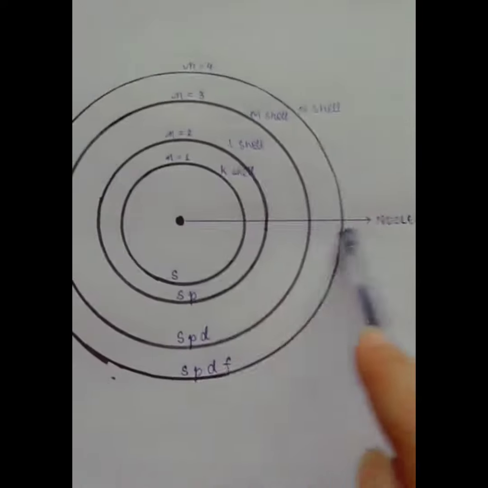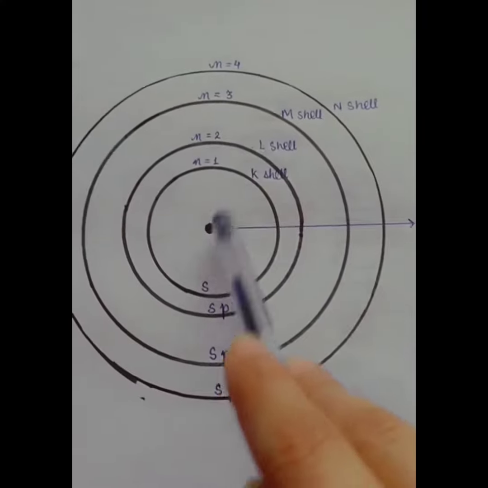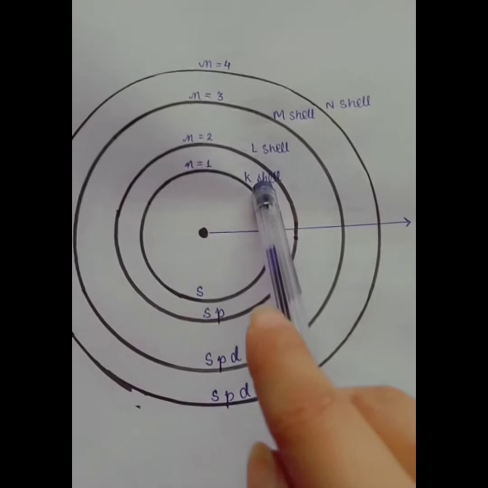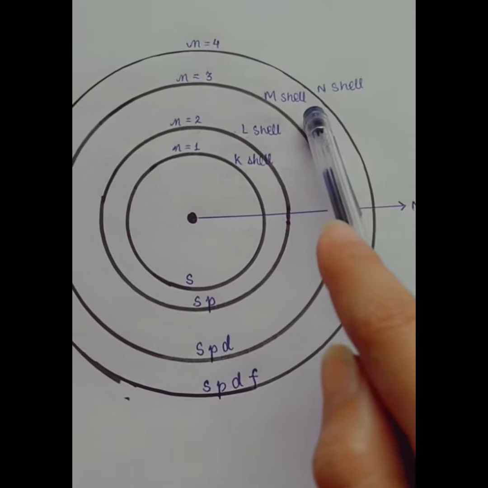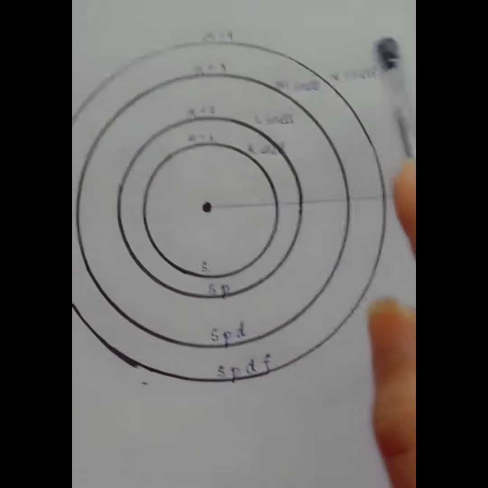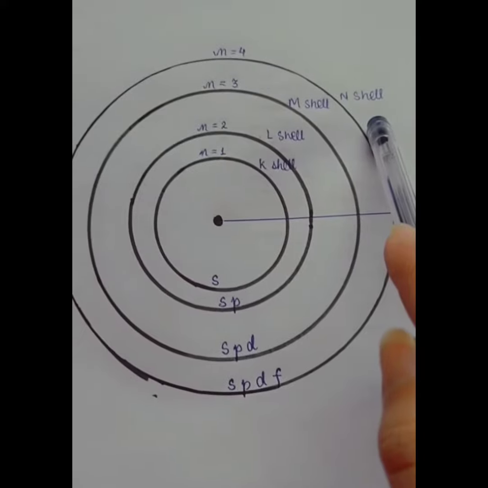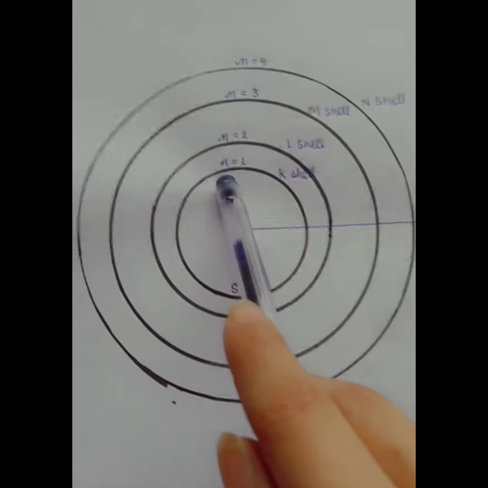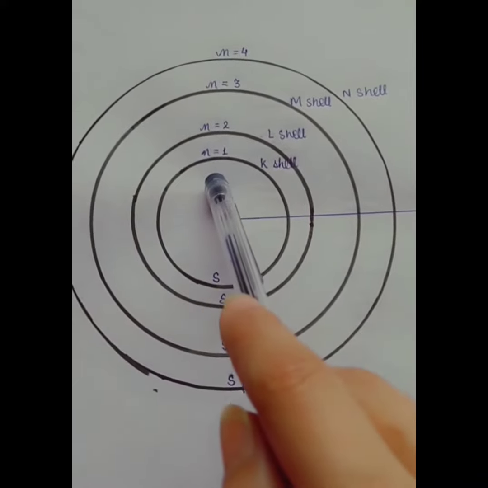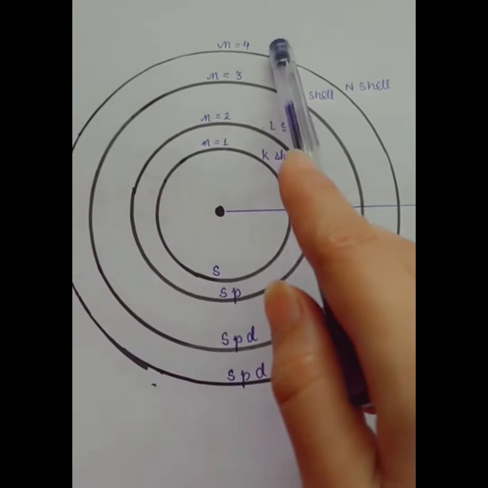So this is a nucleus. The closest layer is known as K shell, the other layer is known as L shell, the other layer is known as M shell, and the outermost layer is known as N shell. This is N, that is known as principal quantum number. Here it is 1, 2, 3 and 4.